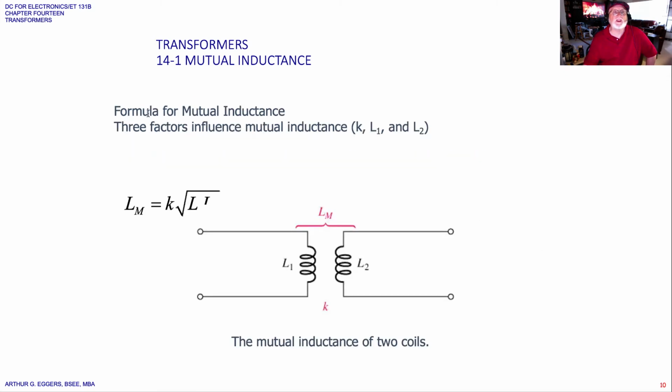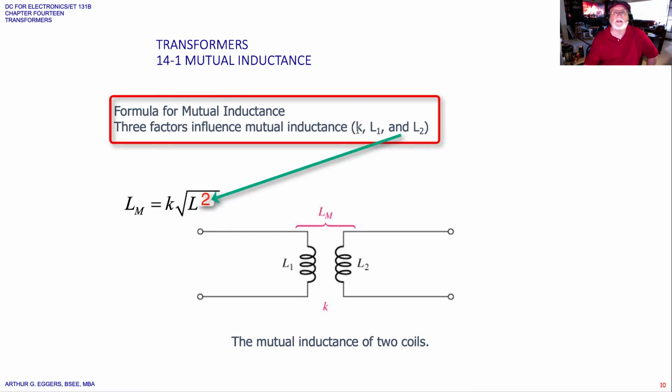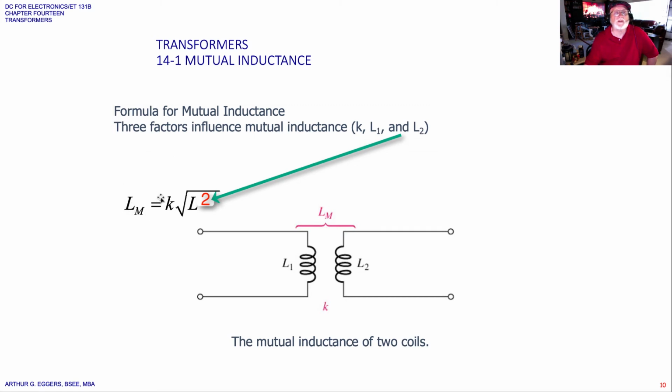Looking at the relationship then for mutual inductance, three factors influence mutual inductance: the coefficient of coupling K, the inductance of L1, and the inductance of L2. In this relationship, L sub m, the mutual inductance, equals K times the square root of L1 times L2 for the transformer. So you can see schematically, we've got L1, we've got L2, we've got some proximity between them. In this case, it looks like we've got an air space in here, the mutual inductance between the two, and the relationship for the coefficient of coupling.